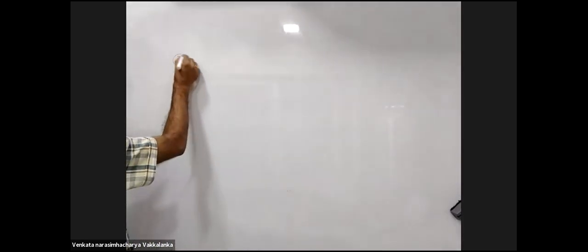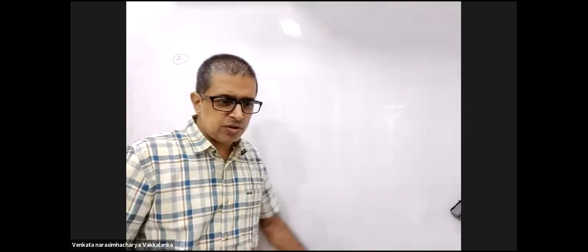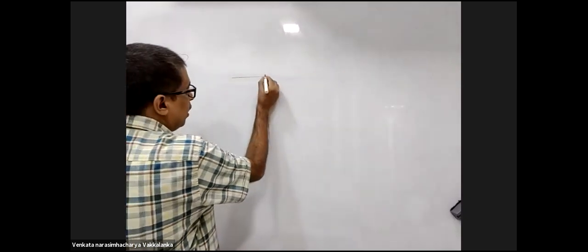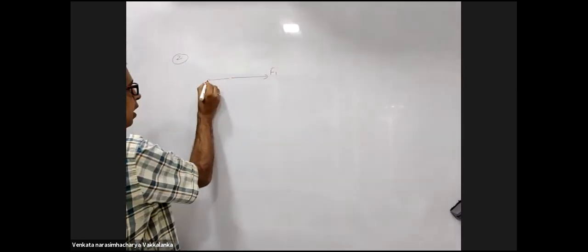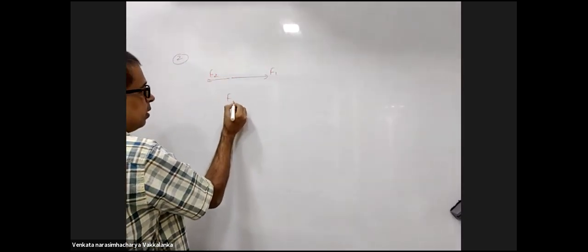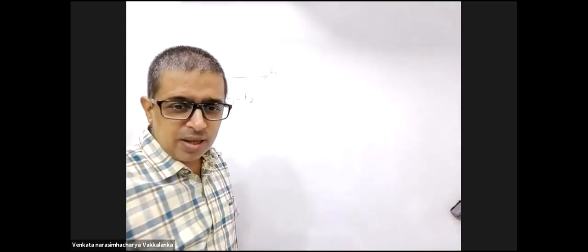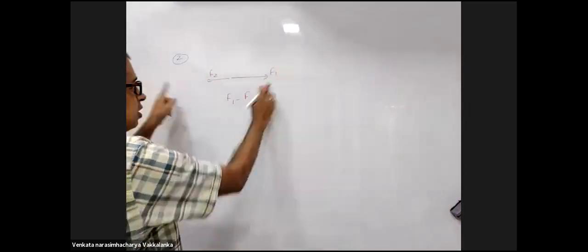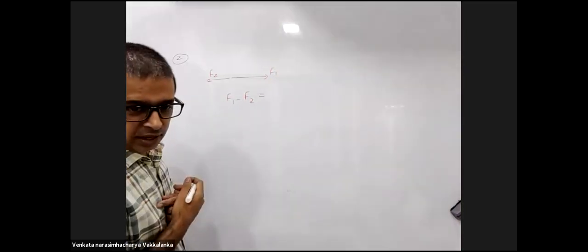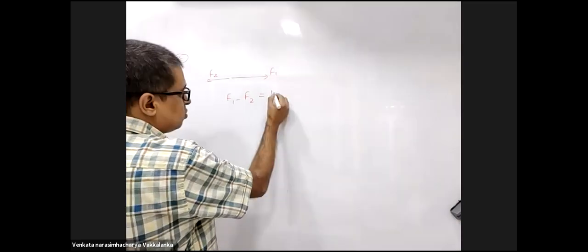Now, second question, have a look. Two forces act on a particle in opposite directions. One force is F1, another force is F2. I can numerically add or subtract them because they are in the same line. They are in opposite directions, so I will subtract. F1 minus F2 is given as 10 Newton.